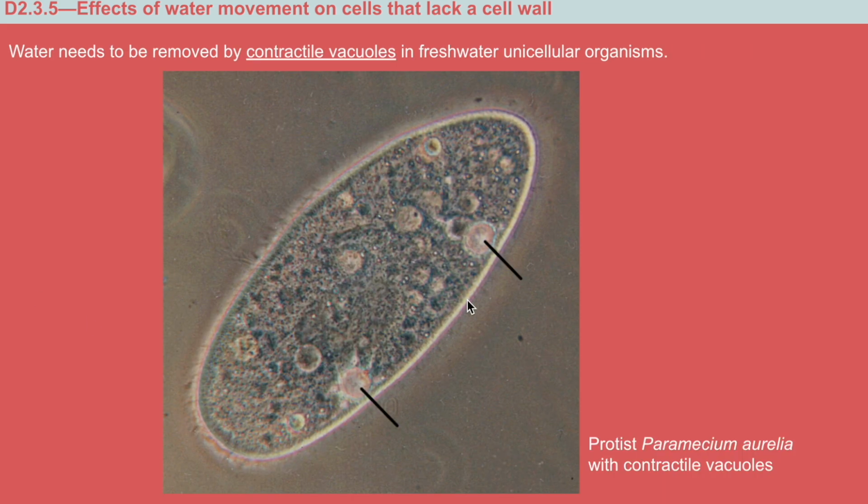In unicellular eukaryotes like this protist Paramecium aurelia, we're going to note some contractile vacuoles. That's going to allow for fast movement of water.